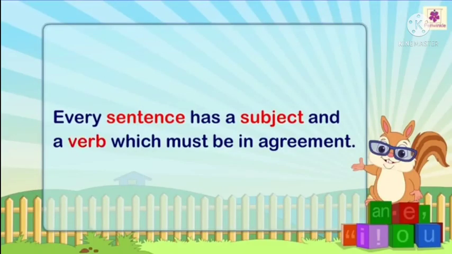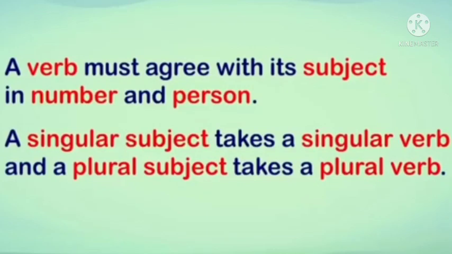So the agreement of the subject with the verb is called subject-verb agreement, or concord. Now the rule is, if the subject is singular, we must use a singular verb. If the subject is plural, we must use what? We must use a plural verb. Now let's see how the verb agrees with the subject in number and person. Let's see the person first, okay? How the verb agrees with the subject in person.